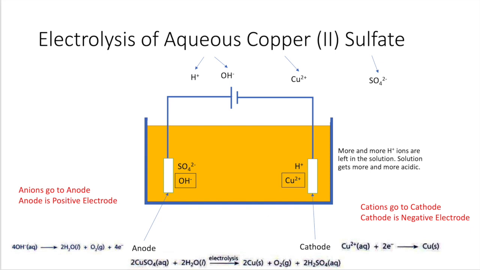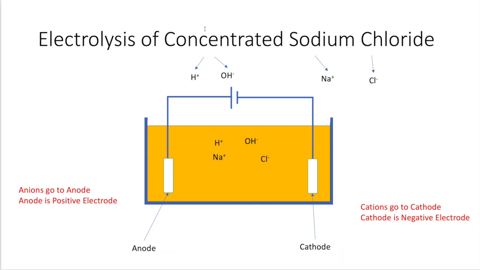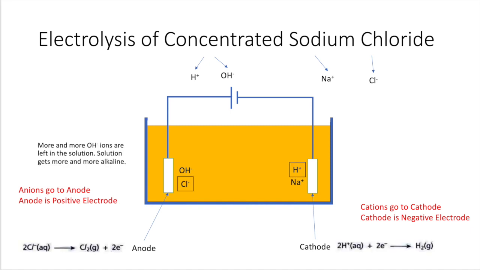Okay, so what about the concentrated sodium chloride solution? Same, find out who are the players, then what happens at the anode. Anions go to the anode, but because it's concentrated, there is a high probability that chlorine gas is discharged. OH- remains. And what happens at the cathode? Cations go to the cathode, so these two go to the cathode, and H+ ions accept the electrons more readily than Na+ ions, therefore H2 gets discharged. So Na+ remains in the solution. Because of these two remaining in the solution, it gets more and more alkaline through the process of electrolysis.